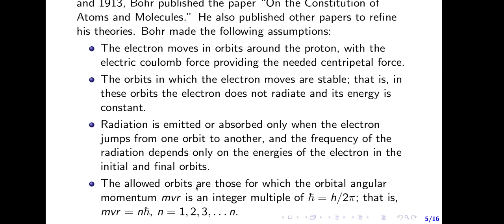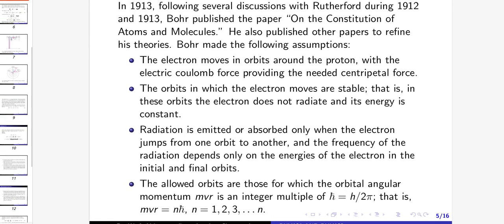Then the allowed orbits are those for which the orbital angular momentum is an integer multiple of h bar. So only certain orbits are allowed. What that means is that the electron cannot just move in a spiral and collapse into the nucleus. No, if this is the structure of the atom, this is the nucleus, and there are only certain levels that are allowed.